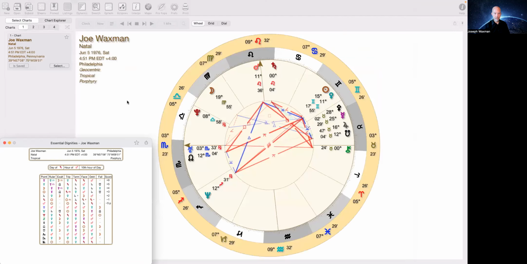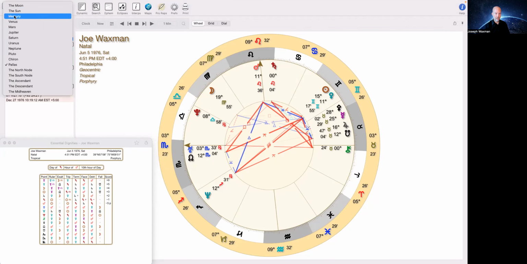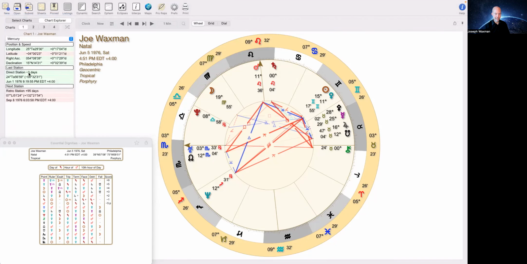All right. If I want to take a closer look to see how close to station it is, mine is 3 days, my Mercury. So that's pretty slow, right? And I've mentioned before, I had a friend who was born, I can't even remember if it was 1 day or 2 days before. I think it was 1 day. So his Mercury is even slower than mine.